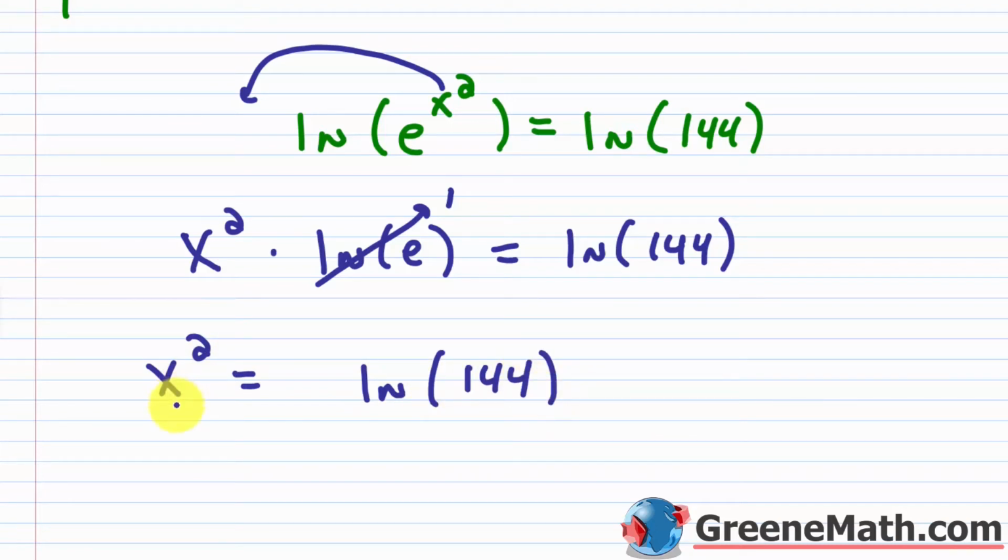And how can I get x by itself? Well, I just take the square root of each side. So I take the square root of this side. So the square root of this side, and then remember, you got to do your plus or minus the square root of this side.